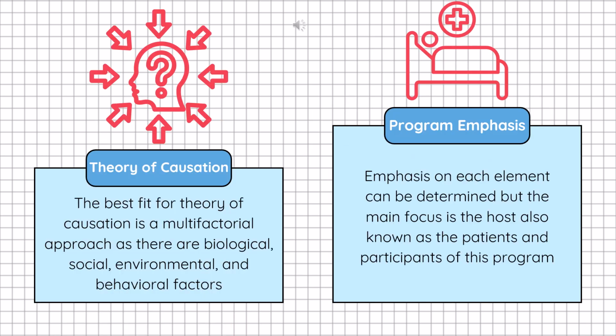When looking into the theory of disease causation used throughout the program, it is a complex array of different factors, meaning that there is a most likely chance of a multifactorial approach being the best fit. Chronic disease on its own has a multitude of places that can affect it, being biological, behavioral, social, and environmental factors. This pairs well with the program as it addresses systemic, behavioral, and clinical factors that can affect the disease.